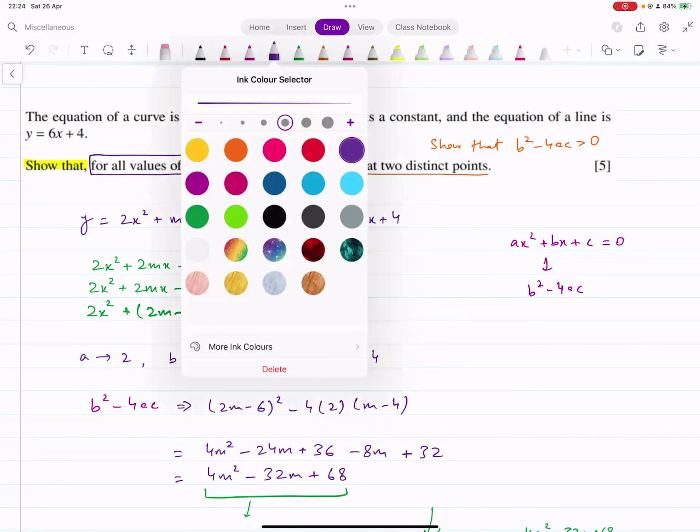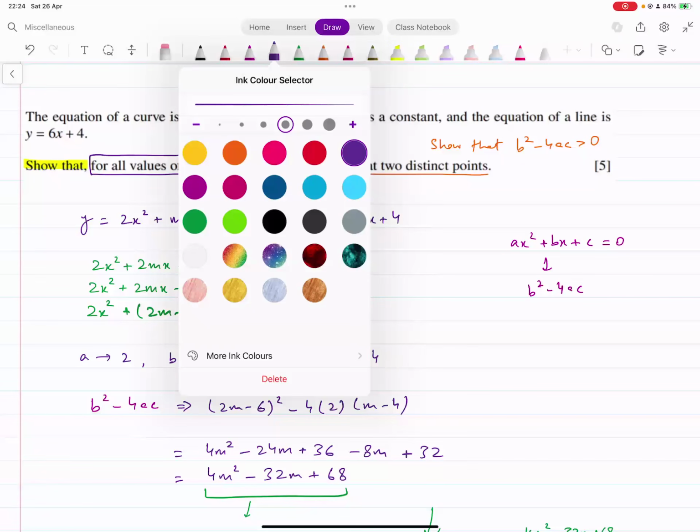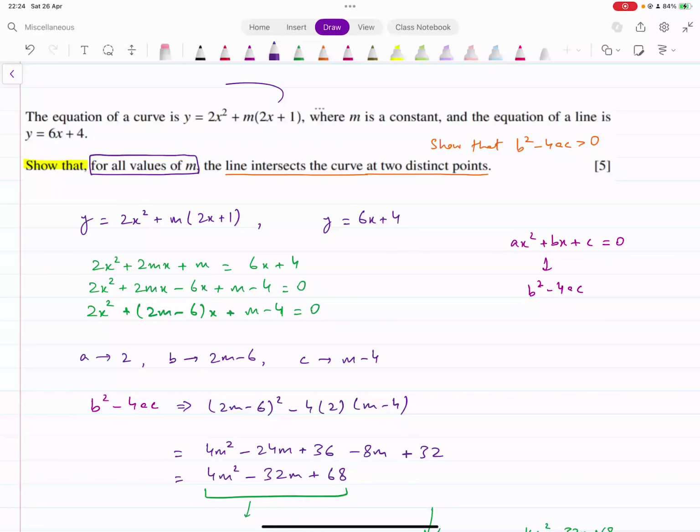You've got the equation of a curve that looks like this. And you've got the equation of a line that's this. They want us to show that for all values of m, that means no matter what the value of m is, the line intersects the curve at two distinct points. Now, how do we show that? The line intersects the curve at two distinct points.